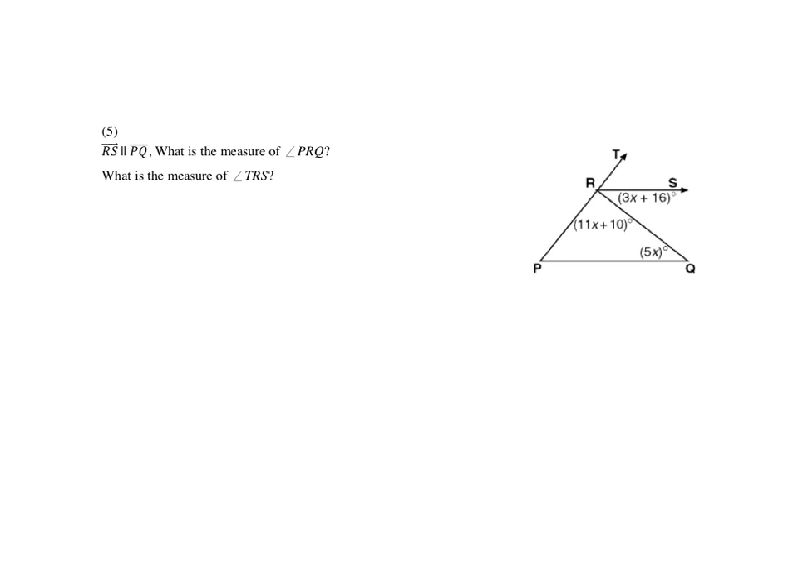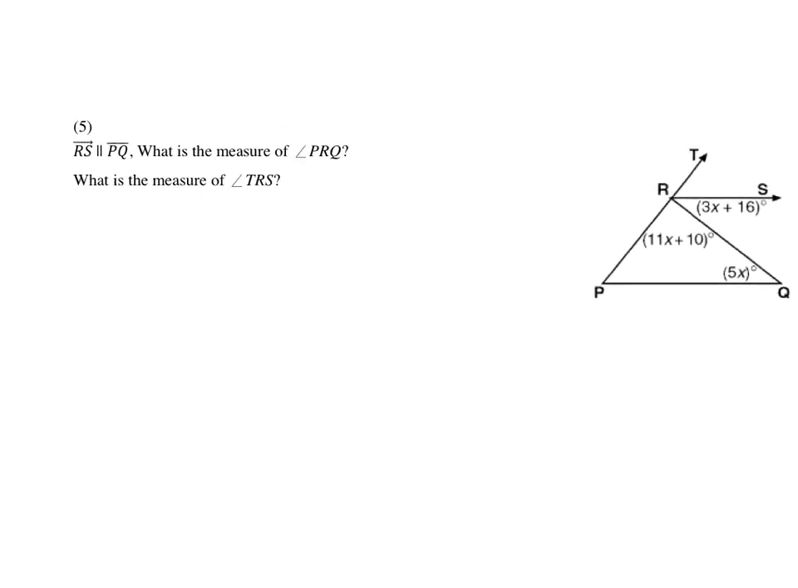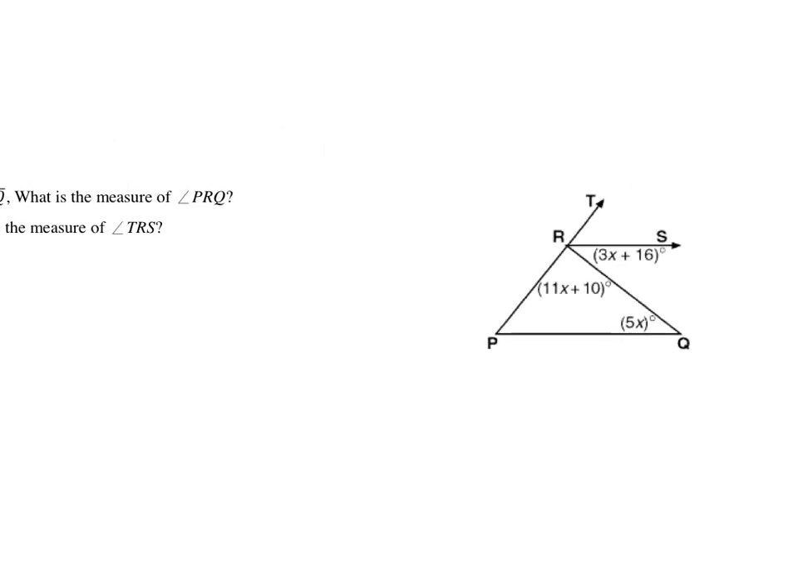Now let's go on to this example. Ray RS is parallel to PQ. What is the measure of angle PRQ, and what is the measure of angle TRS? So this example is a little challenging, but it actually isn't all at the same time. The first thing we're going to do is extend our parallel line. So we're going to extend RS and PQ to see all the action happen.